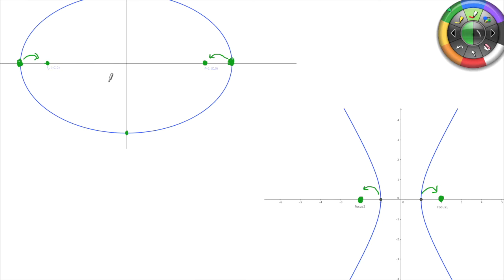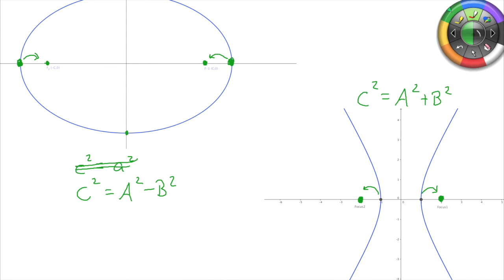And then most of the other information will come from the relationship between A, B, and C, where in an ellipse case, C squared is equal to A squared minus B squared. And with the hyperbola, it's the Pythagorean theorem setup, C squared equals A squared plus B squared.